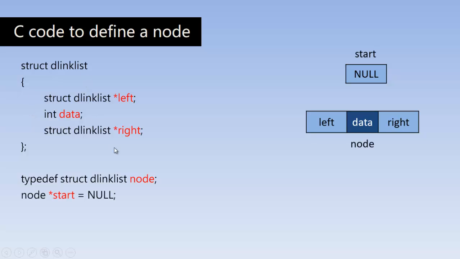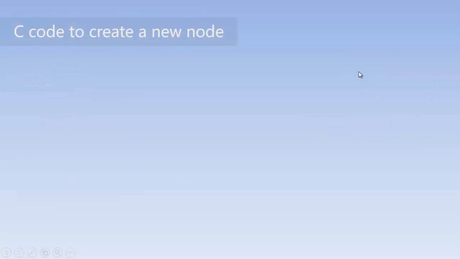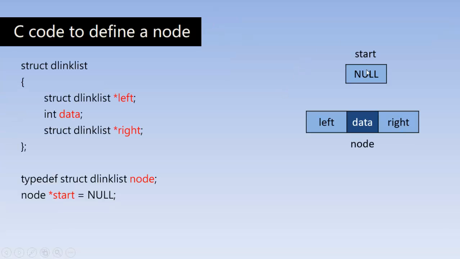So I'll create one more pointer called start. This is the start pointer which initially holds null, right? So we have created a start which holds the null before pointing to the first node. So this is the node, right?